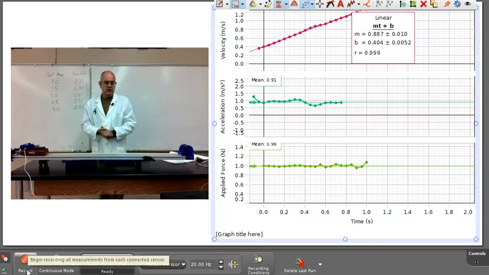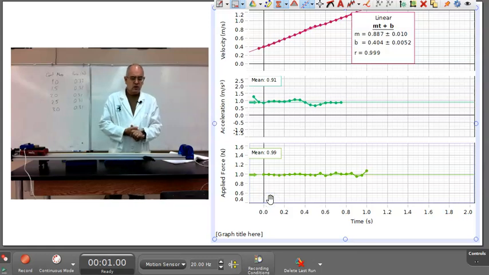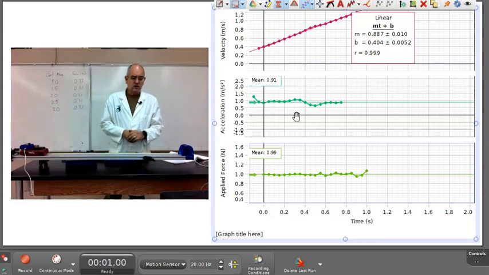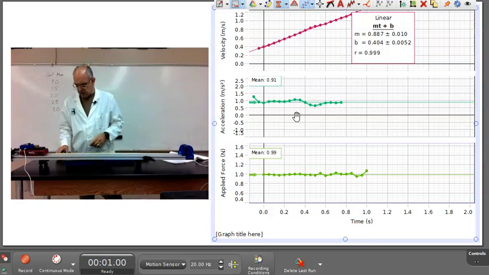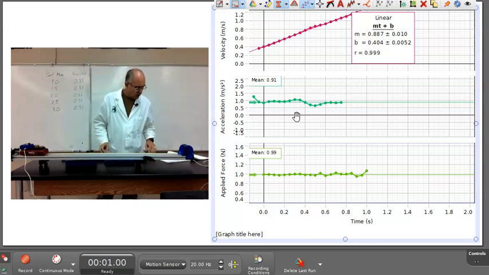Okay, now what do we see? We see we have achieved 1 newton of applied force, but it has accelerated the cart to only 0.91 meters per second squared. If I'm going to get this accelerated even more... The mass of the cart was 1 kilogram. The average applied force, we can see there, is 0.99 newtons. The average acceleration is 0.91 meters per second squared.